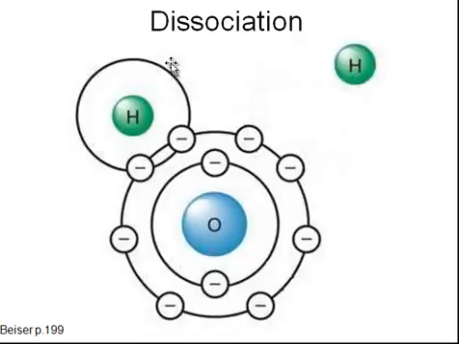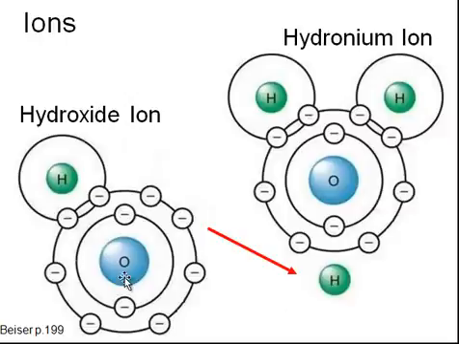So now I have 10 negatives and only 9 positive. This is an ion, with a net negative charge, and we call it a hydroxide ion. The hydroxide ions are important because they make bases. And here you can see the picture.